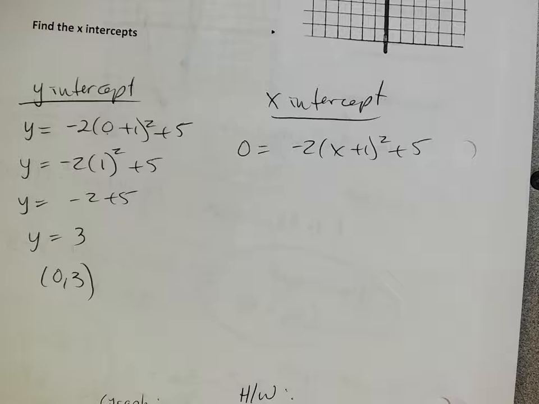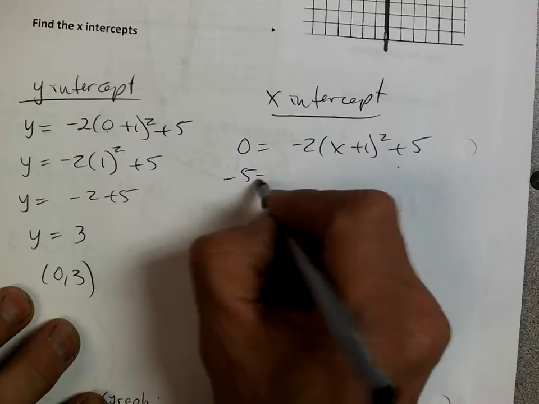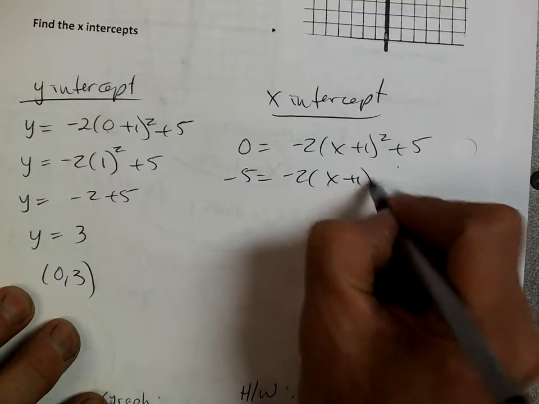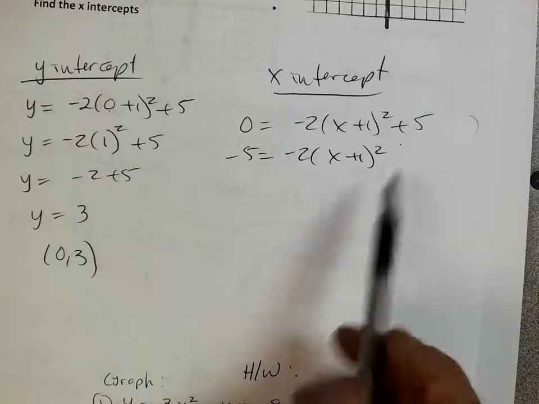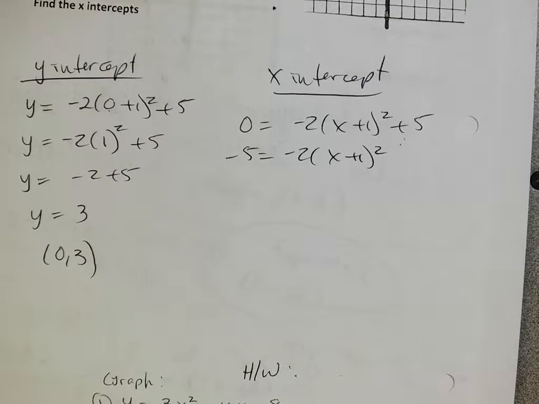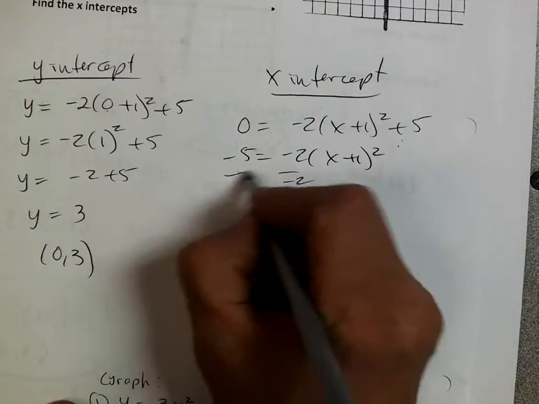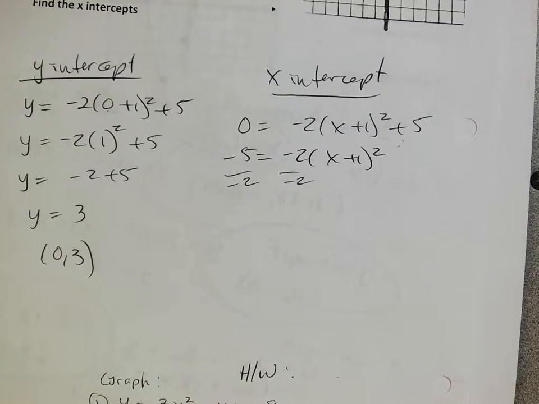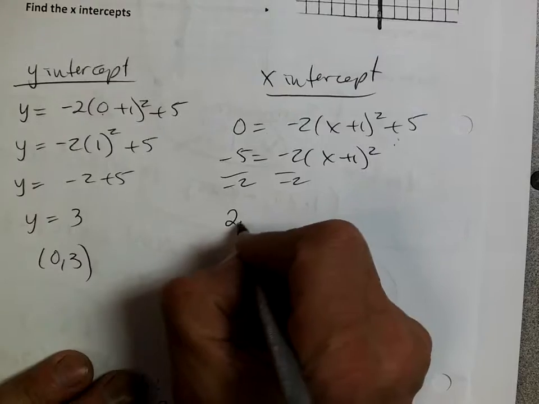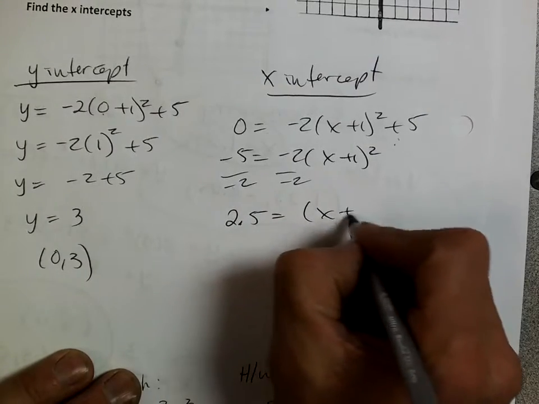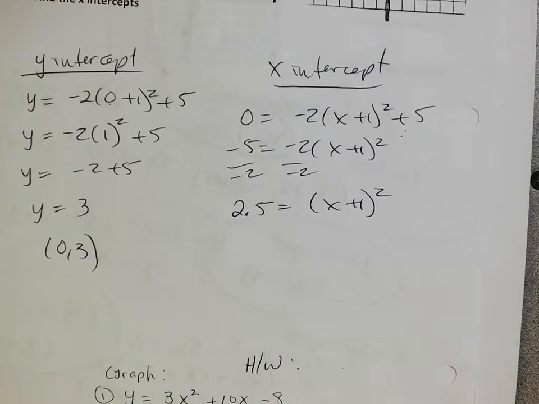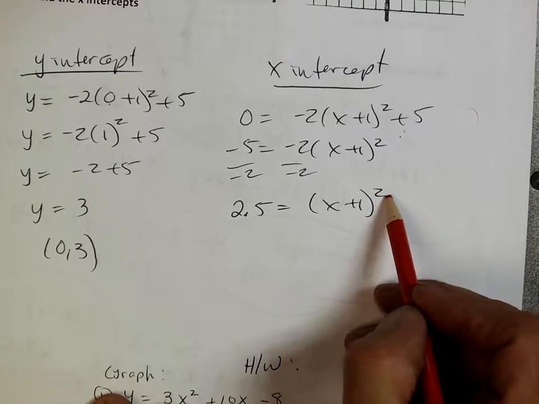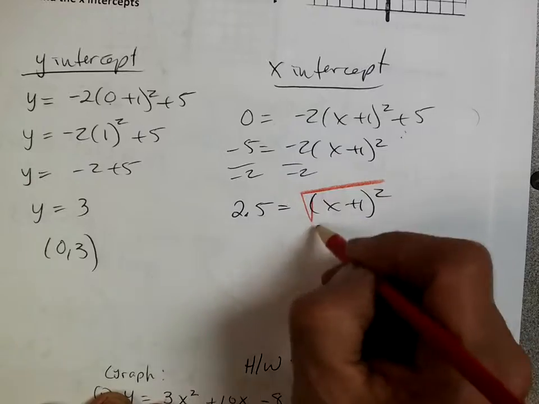So to solve, I'm going to bring over the 5. So I go -5 minus 5. Divide by -2. And a negative divided by a negative is a positive. So I get 2.5 equals (x plus 1) squared. And whenever I solve an equation, I do the opposite to undo it, right? The opposite of square is not a circle, but it's a square root. Square root, that's right. Nice job, Jaden.